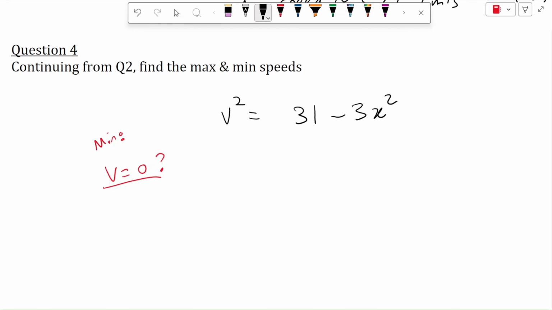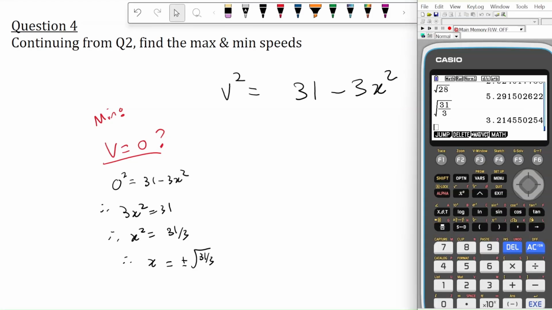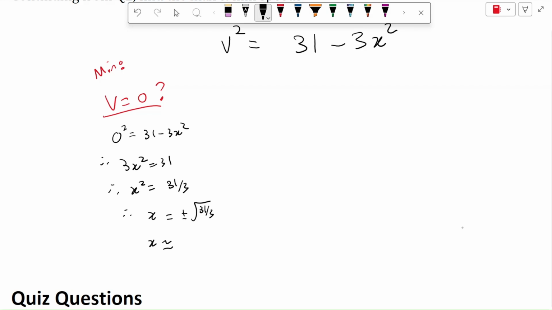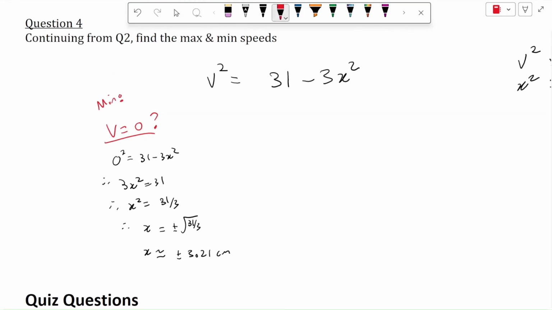So if we try and make the velocity equal 0, then 0 squared would have to be 31 take 3x squared. So 3x squared would equal 31, so x squared is 31 over 3. Therefore, x would have to be plus or minus root 31 over 3. We can get an approximate for that: 3.21, so plus or minus 3.21 centimeters there. Now, the minimum velocity would give you velocity is 0.